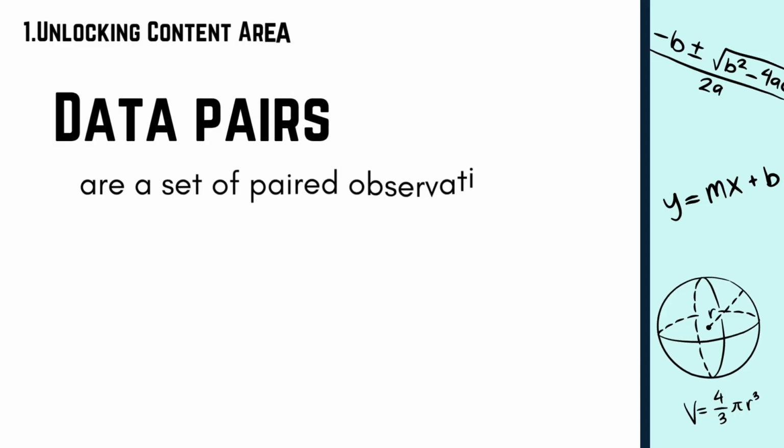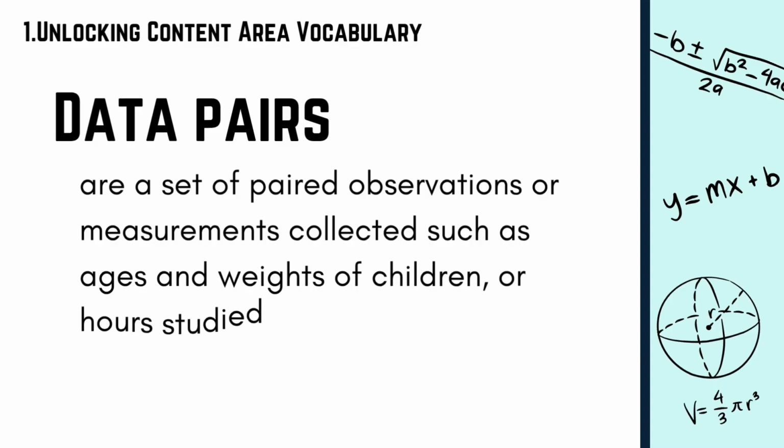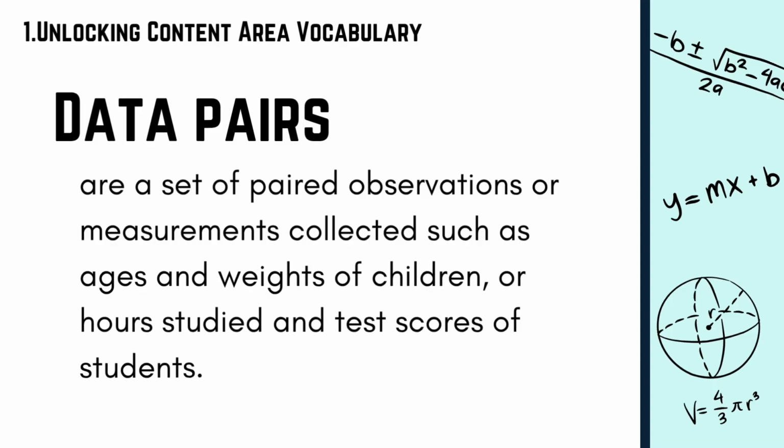Okay, so now we have data pairs, or set of paired observations or measurements collected such as ages and weights of children or hours studied and test scores of students. Maaring ang mga ito ay may kaugnayan, maaari din namang wala. Ito yung kanilang nais na tuklasin kung bakit may mga ganito silang mga hinihinging impormasyon. Halimbawa, ang edad ba ng bata ay may kinalaman sa kanyang weight? Dapat ba magkaugnay yung kanyang height and weight batay sa kanyang edad? So, dapat ganun, di ba?